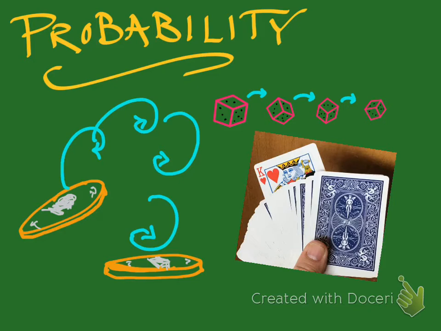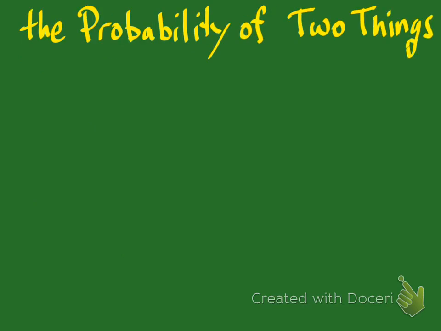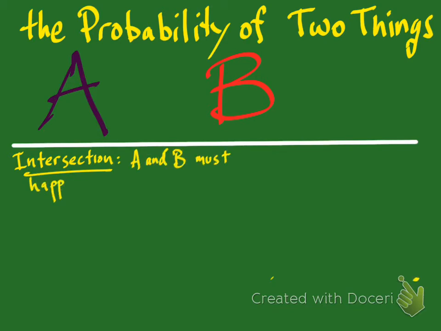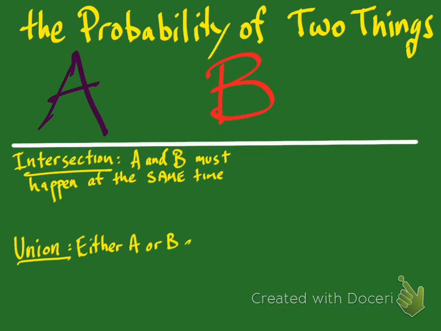I want to be much more general in this video, and I just want to talk in a general sense about the probability of two things happening. One of those things we'll call A, and the other one we'll call B, right? There's your two things. If these two events are being considered to happen at the same time, we call that an intersection. An intersection is A and B happening at the same time. On the other hand, if we're talking about either A or B happening, using the word or, that's called a union.